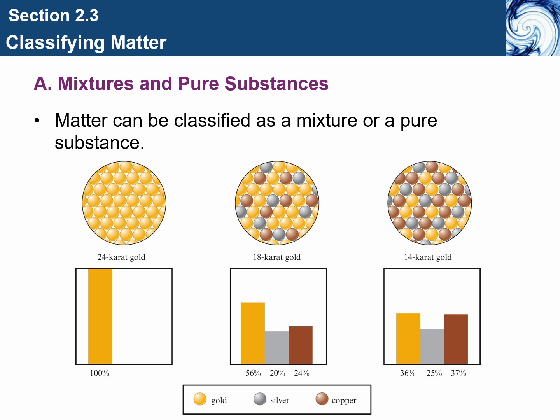18 karat gold contains gold mixed with silver and copper. 14 karat gold is also a mixture of gold, silver, and copper, but in a different proportion. The lower karat mixtures are mixtures because their composition includes more than one substance, and the proportions can vary. The particle diagrams and bar graphs emphasize that the sample can look uniform. Gold looks like gold, even if it's 14 karat, while still containing several substances. Classification depends on composition, not simply whether the different components are visible. That's an important one to remember.